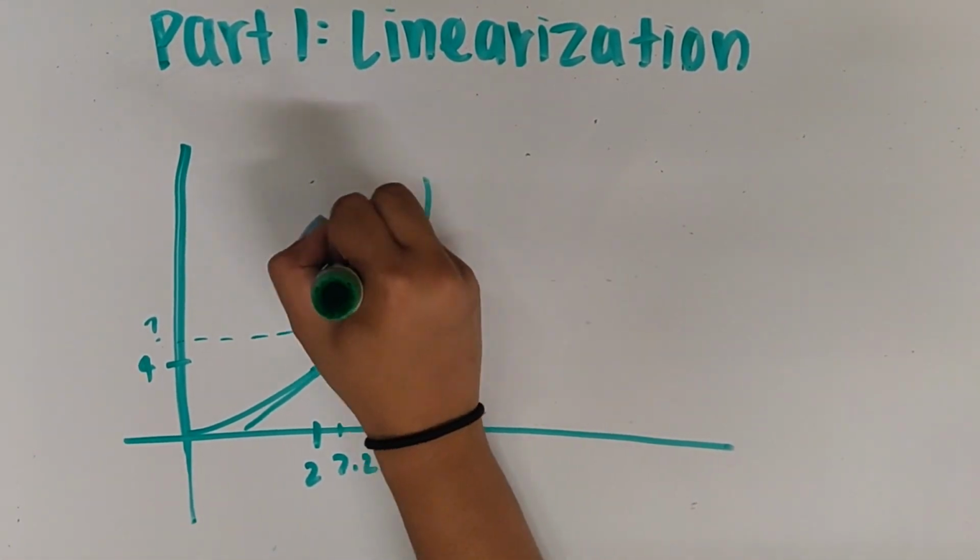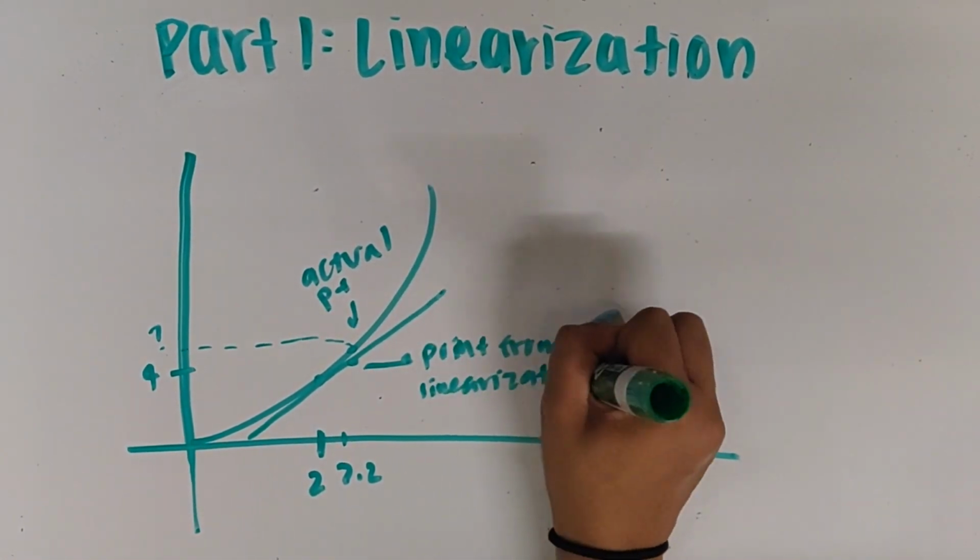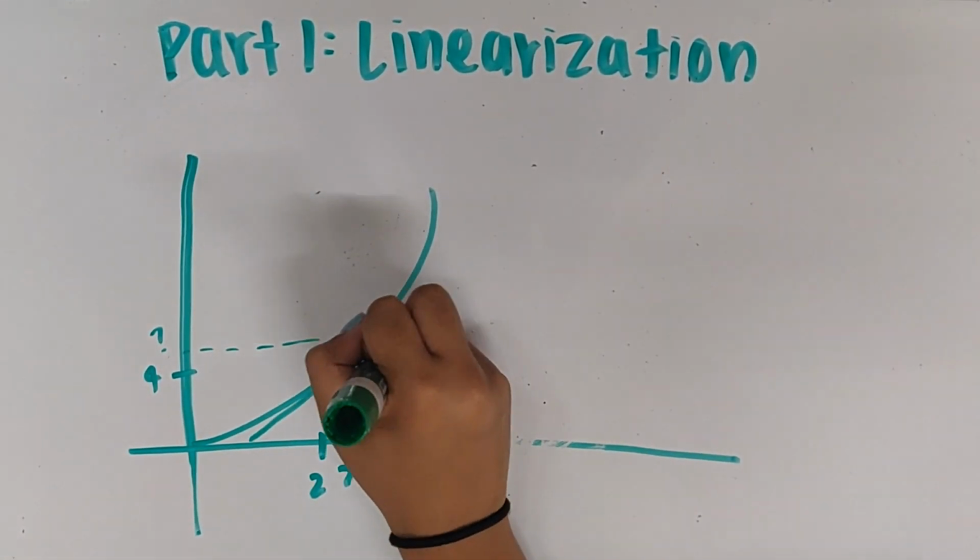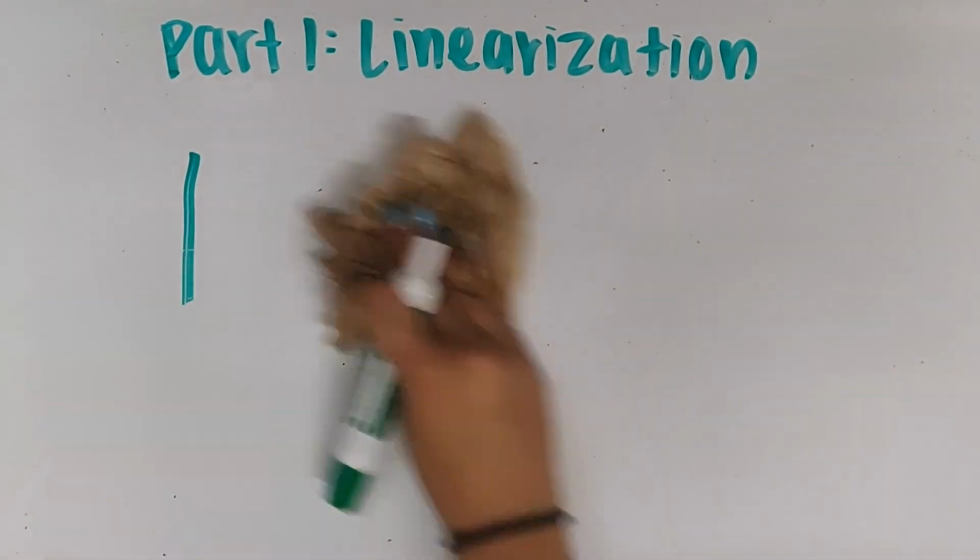It's typically useful for points that are extremely close together. In this case, 2 and 2.2 are pretty close to use linear approximation.